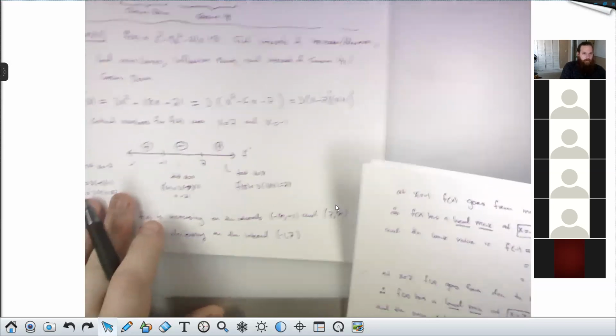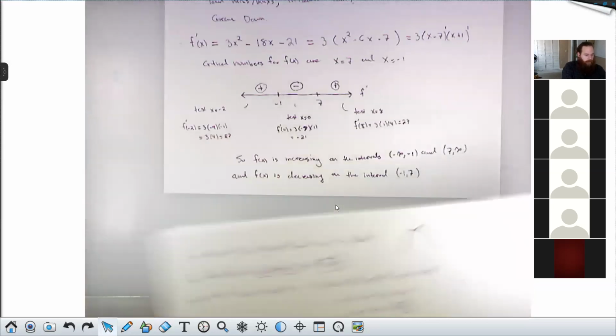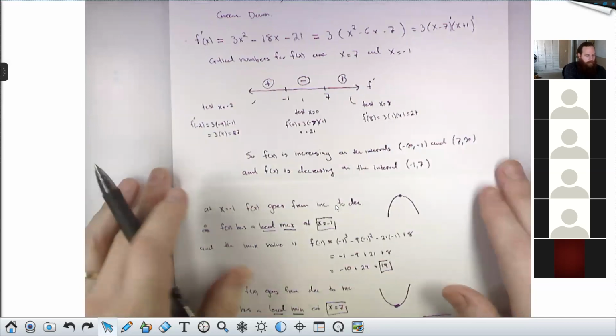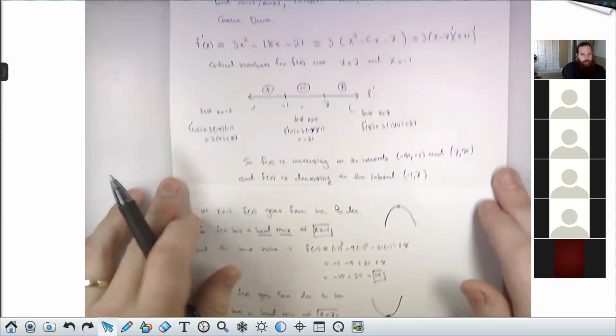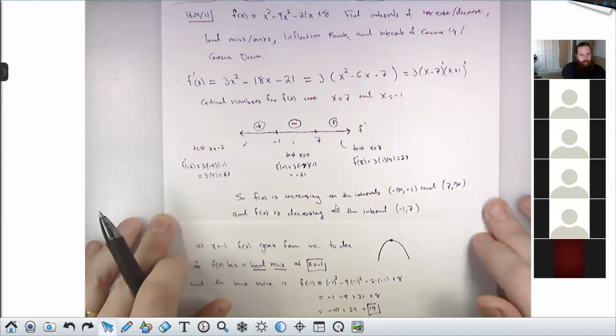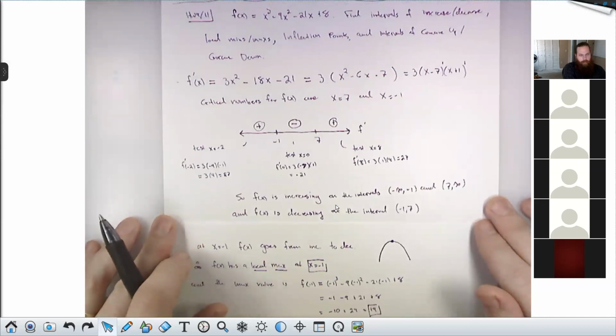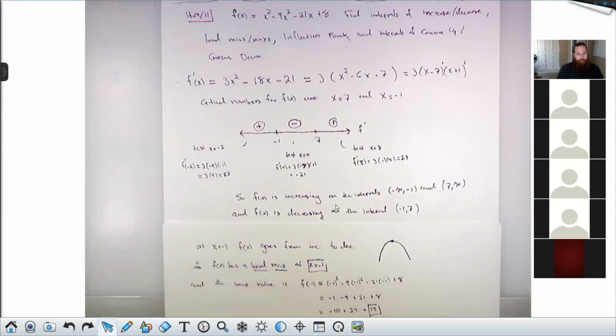It's not. Let's see. I don't think I can arrange it all to fit. So with f prime, we cannot get the inflection point? Correct. Yeah, you cannot find inflection points from f prime. You need f double prime to find inflection points.